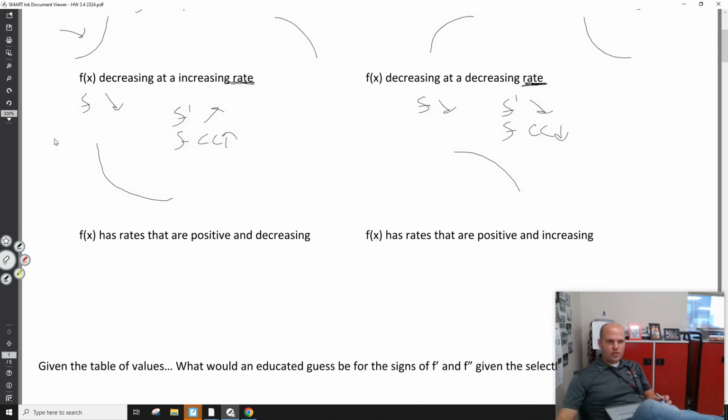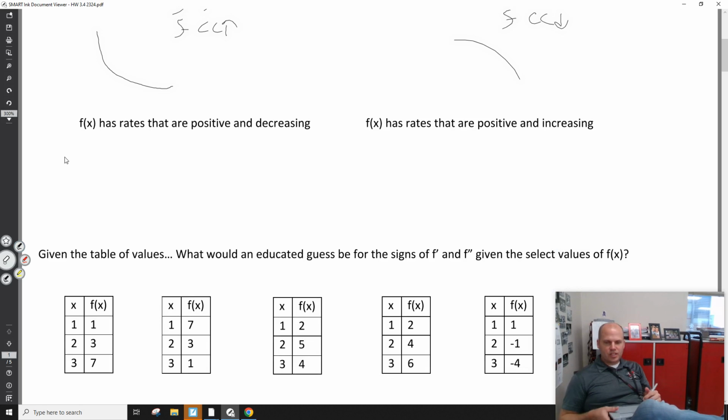F's rates are positive and decreasing. F's rates, slopes. The rates of F are positive. The rates of F are decreasing. If F's rates are positive, F is going up. If F's rates are decreasing, F is concave down.